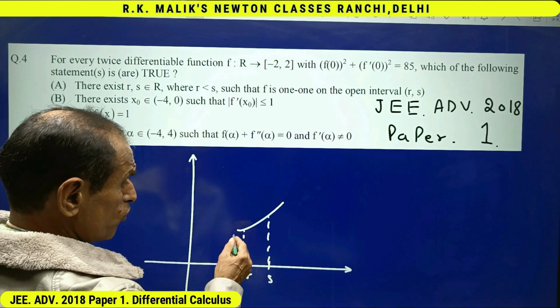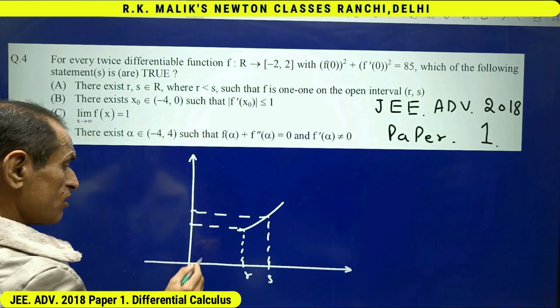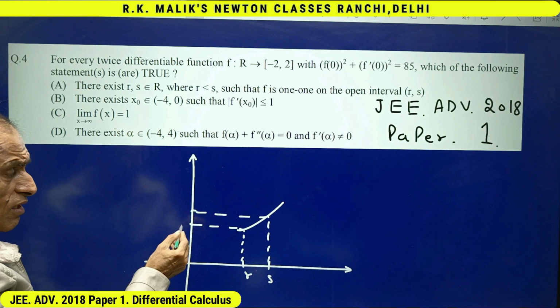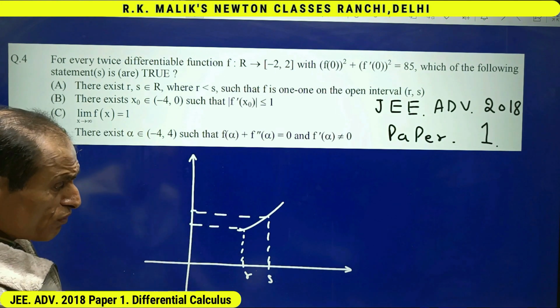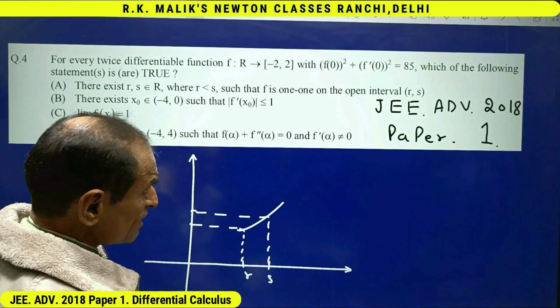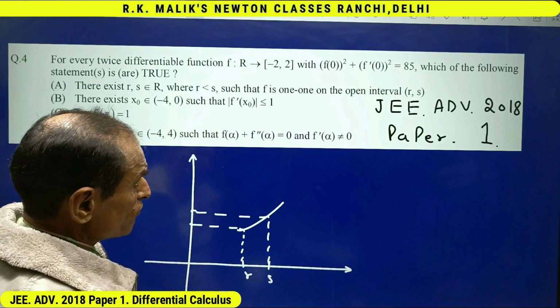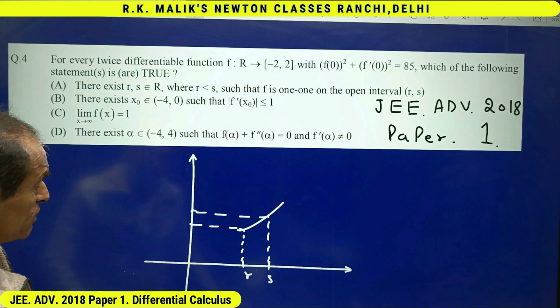And if the function is surely increasing in this interval, obviously the function will become 1-1. Or if the function is surely decreasing in this interval, in that case also the function will become 1-1. This must be clear to you if you know the meaning of a 1-1 function.